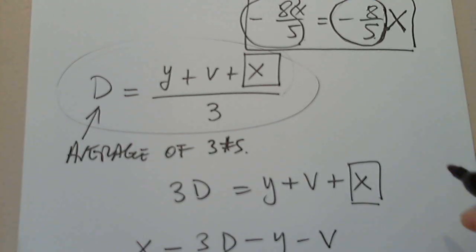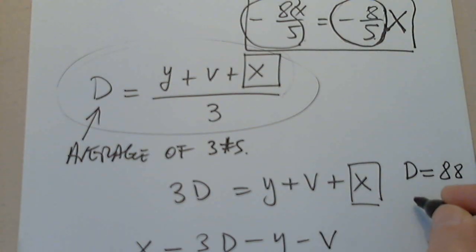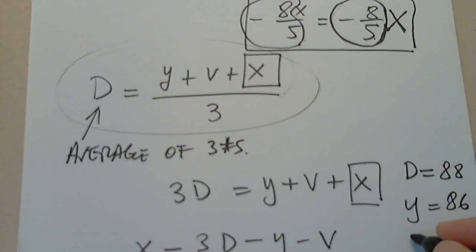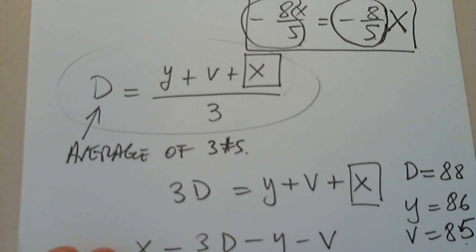What if now they're telling us that the average has to be 88, and that we know that y equals 86, and that we know that v equals 85? What do we need to do? Nothing. Just replace them in here. This by 88, this by 86, and this by 85 to find x. Can anyone find x for us?